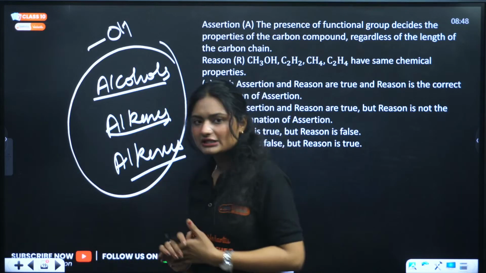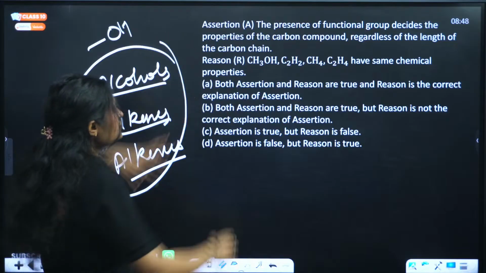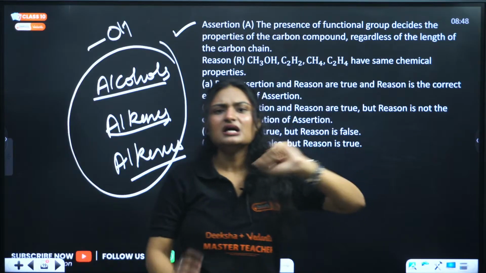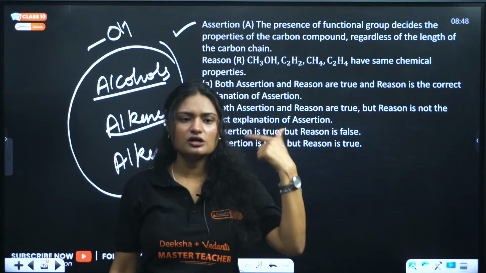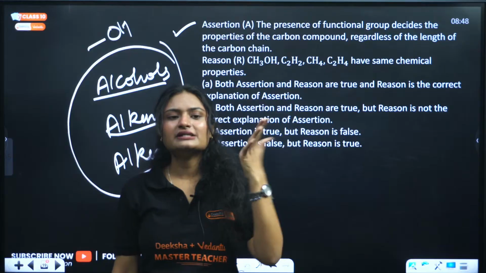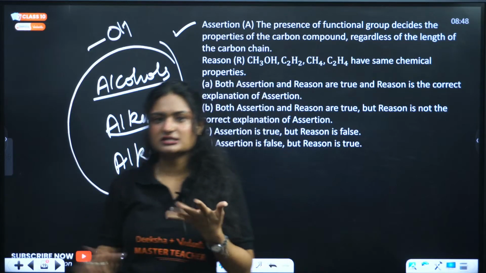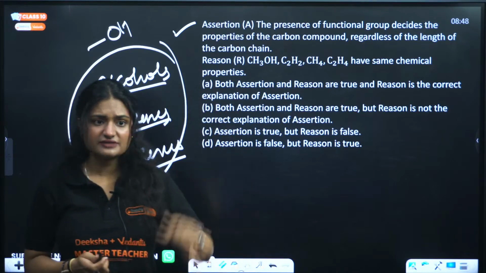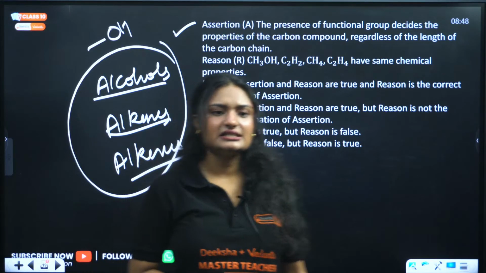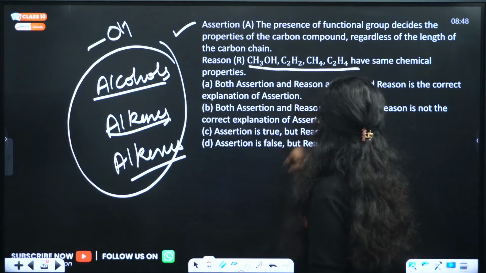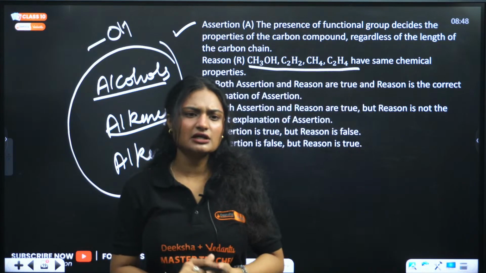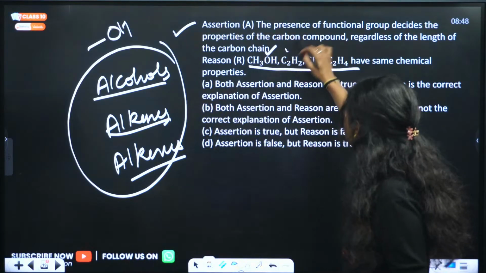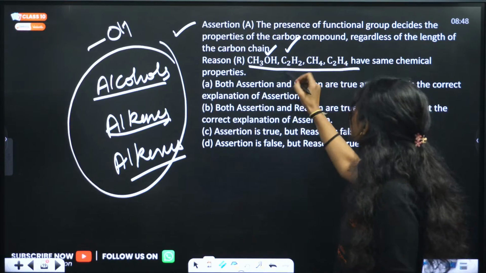Alkenes also. Clear? So yes, the assertion is true, that the presence of a functional group decides the properties of the carbon compound regardless of the length, because ethanol, methanol, propanol, butanol, they all will show the same reaction of oxidation or whatever reaction any alcohol is showing. Or esterification, right? Reason says that these 4 have the same chemical properties. Do they have the same functional group? This is alcohol, right? This is H2, alkyne.